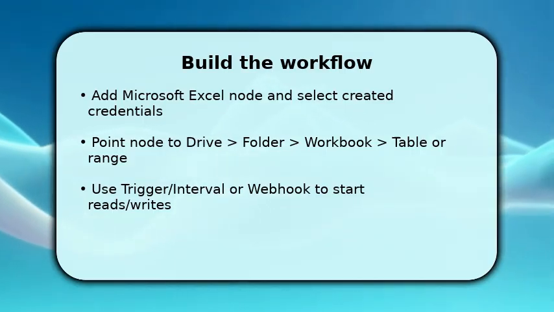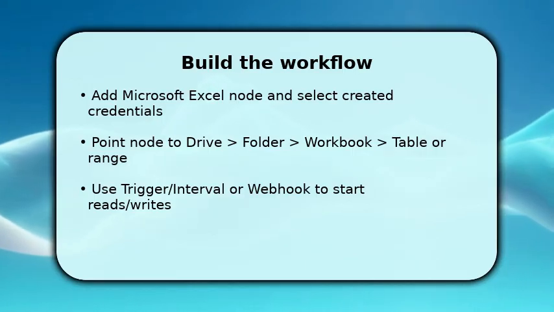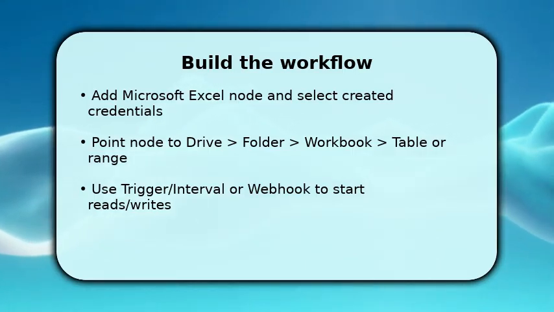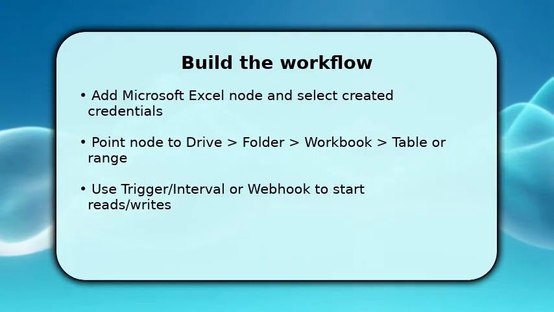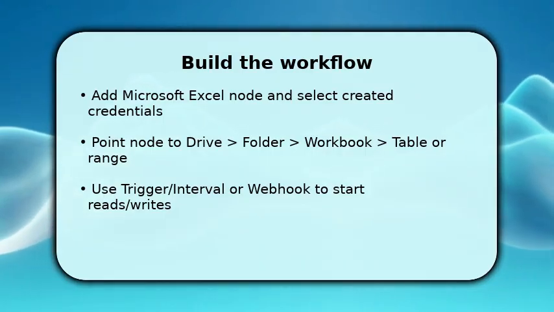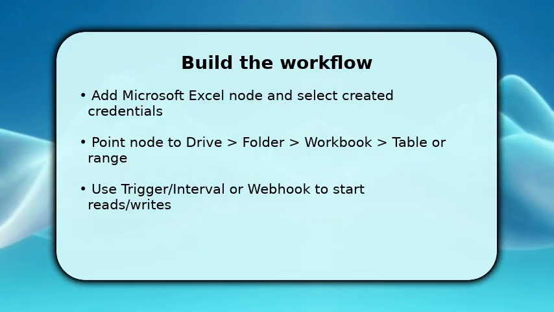Once selected, configure the operation: read rows, append, update, or clear. Chain a trigger node like cron or webhook to run automatically. Also include a set node to normalize column names so subsequent nodes process predictable keys.